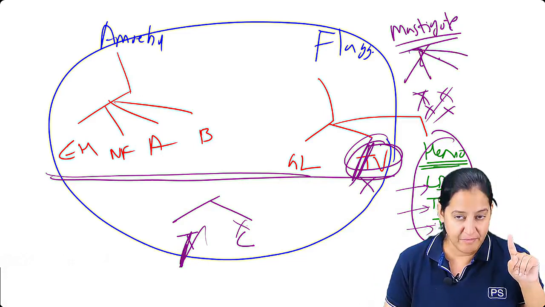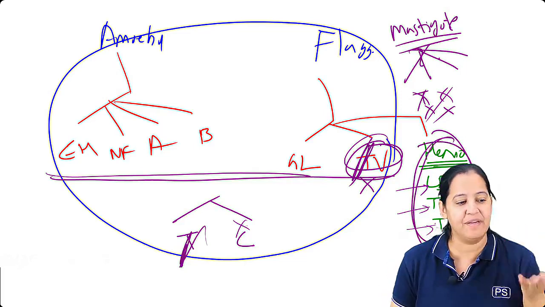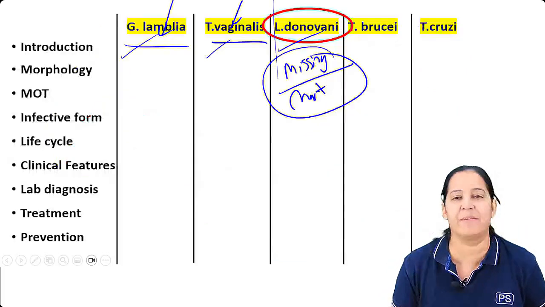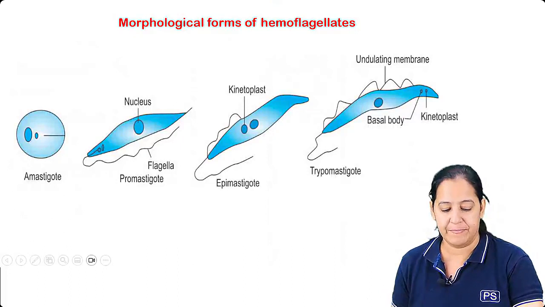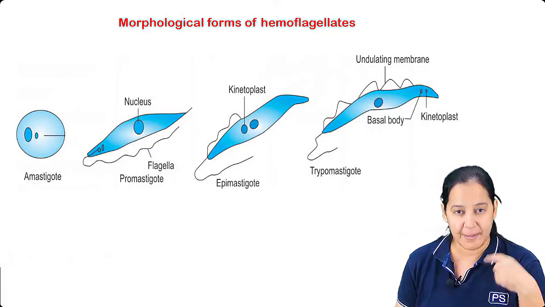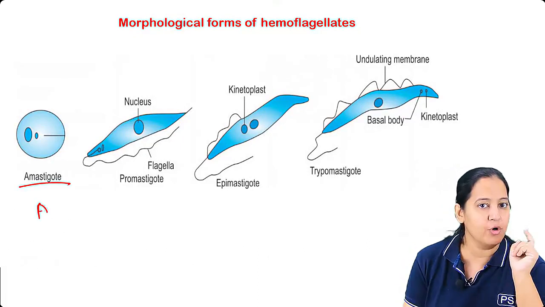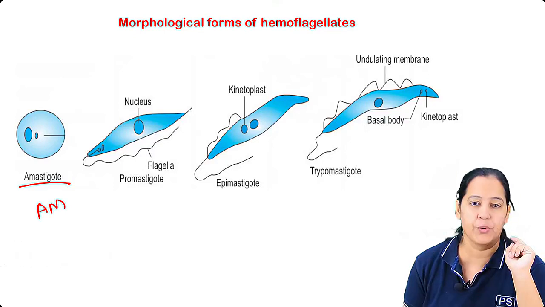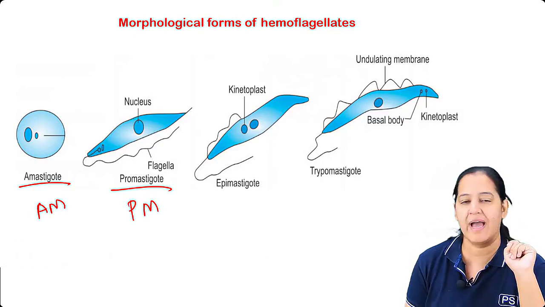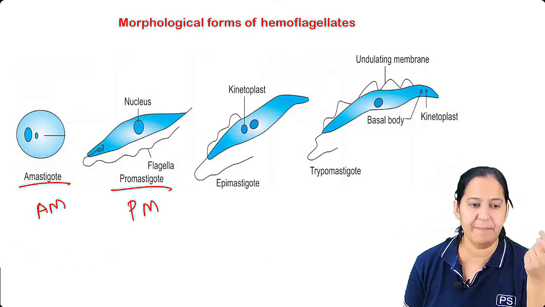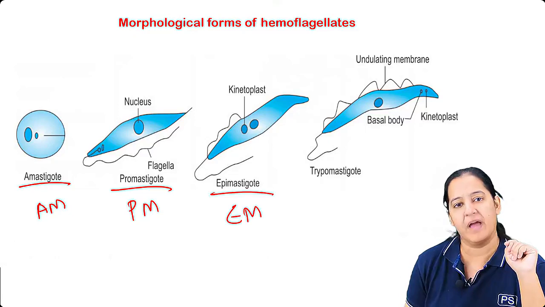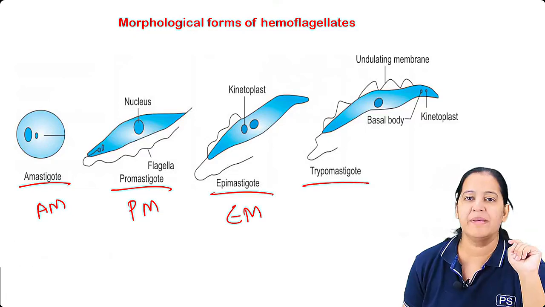So before starting the 3 hemoflagellates, let me tell you the 4 types of mastigote. Let me tell you the names. Amastigote, I say AM. Second is promastigote, I call it PM. Epimastigote, I call it EM. And trypomastigote, I call it TM.